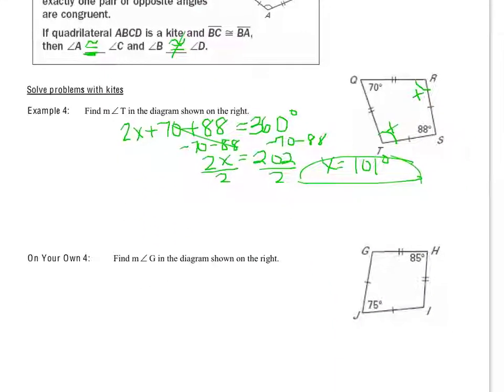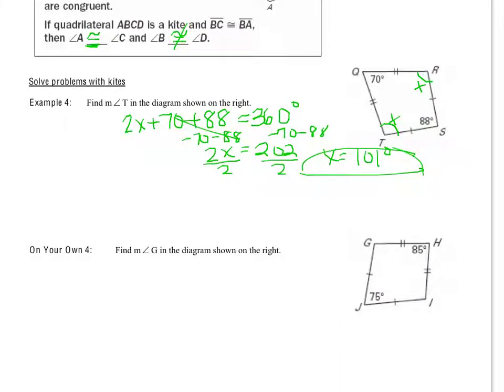The last one, you should try and pause the video and try this one on your own. Okay, if you did this, again, this angle and this angle, those are my congruent ones. I want angle G, so I'm going to name that x, and across from it, angle I is going to be exactly the same.